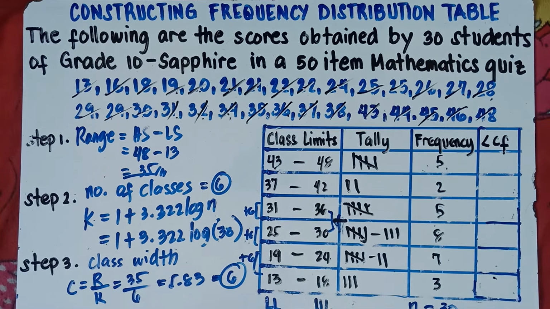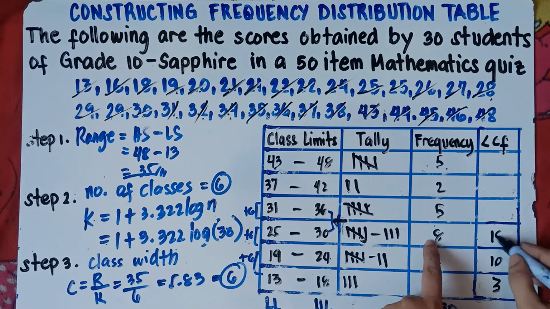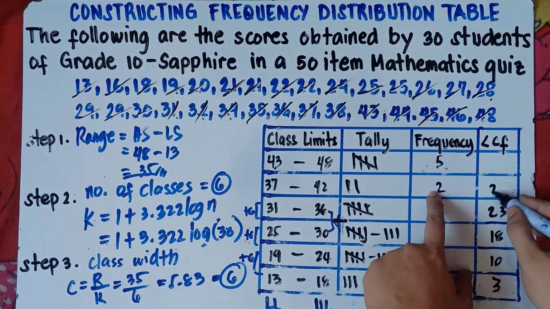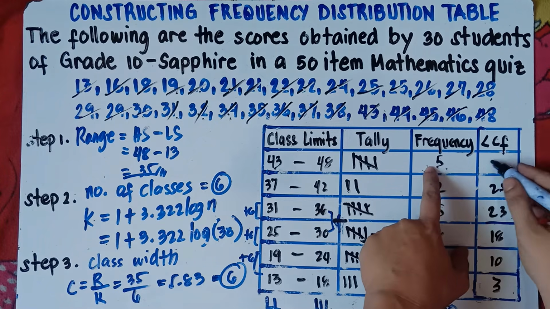Alright, now for less than cumulative frequency, simply copy the frequency of the lowest score. Once again, these are our lowest scores. That would be 13 to 18. Copy the frequency. Then you add diagonally. 3 plus 7, that's 10. 10 plus 8, that's 18. 18 plus 5, that's 23. 23 plus 2, that's 25. 25 plus 5, that's 30.